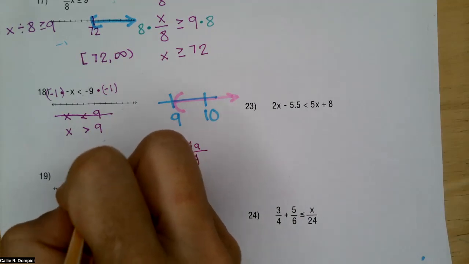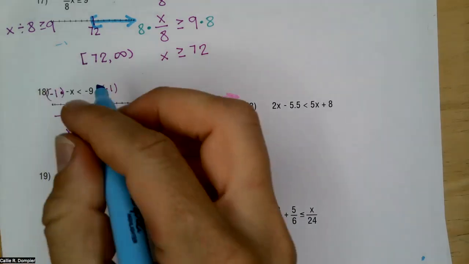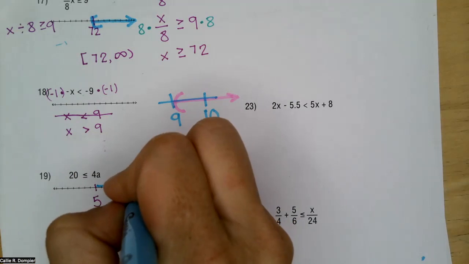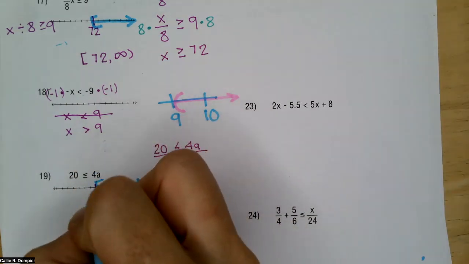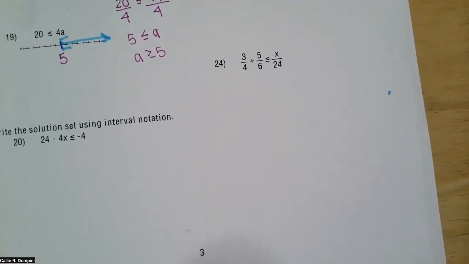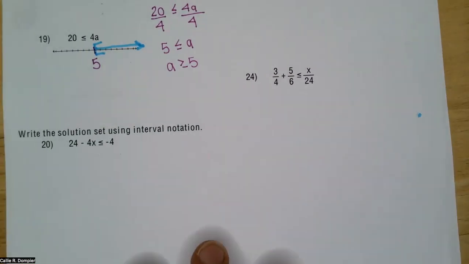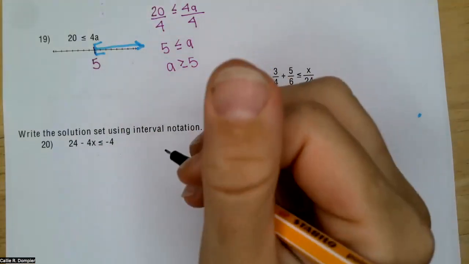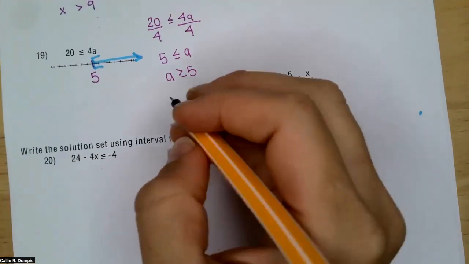So here's 5, we'll pretend. Greater than 5 is this way. Equal to means there's a bracket. Good. Here, they're just asking for interval notation, so you can skip the graphing if you want. You can graph it in Desmos if you want. It's easiest to get to interval notation via graphing, okay?